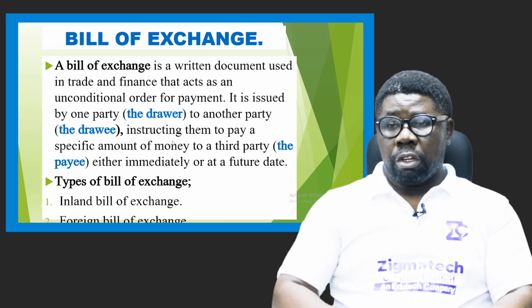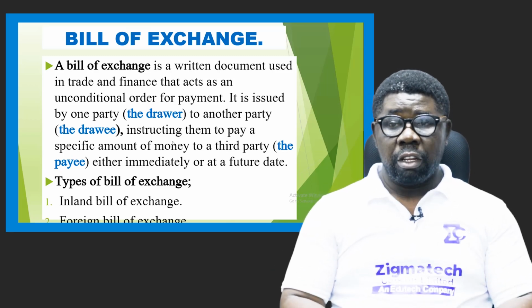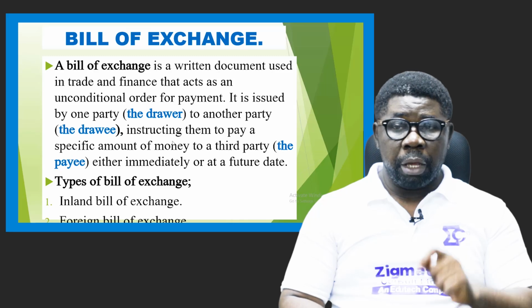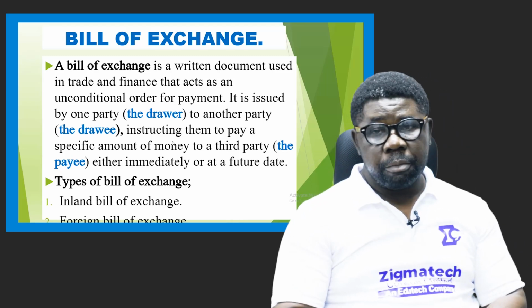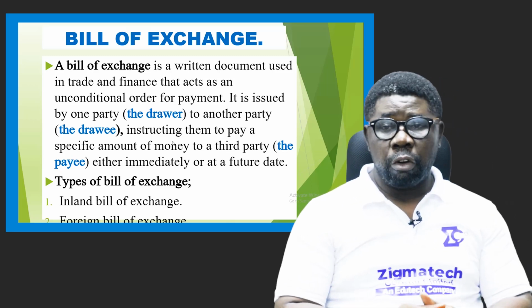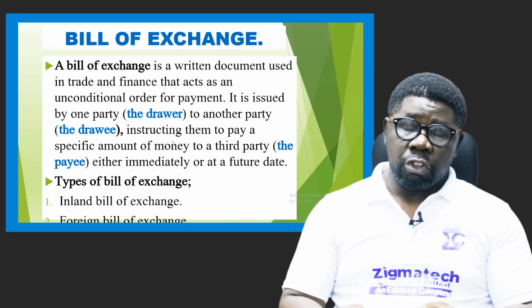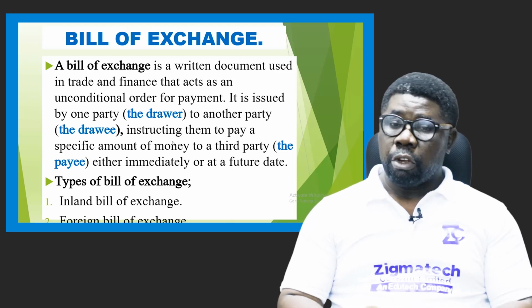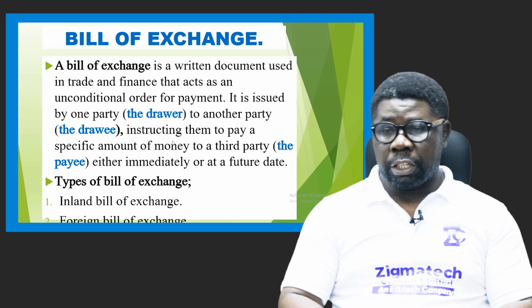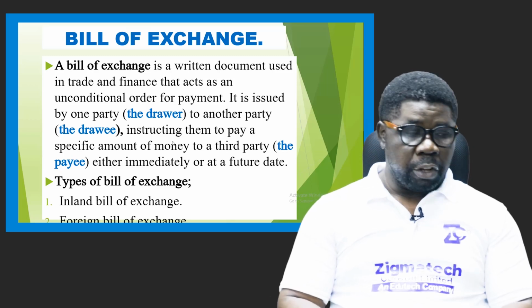So it's a written document used in trade and finance that acts as an unconditional order for payment. It is issued by one party, the drawer, to another party, the drawee, for them to make payment of a specific amount of money to the third party, the payee, the beneficiary of the money, either immediately or at a future date. There are two types of bill of exchange.